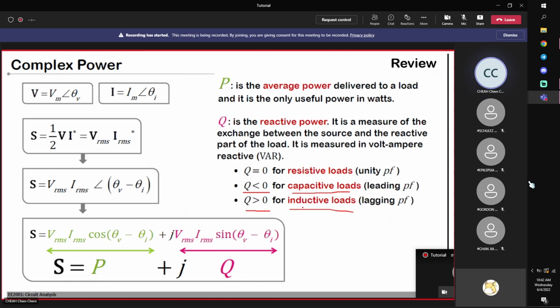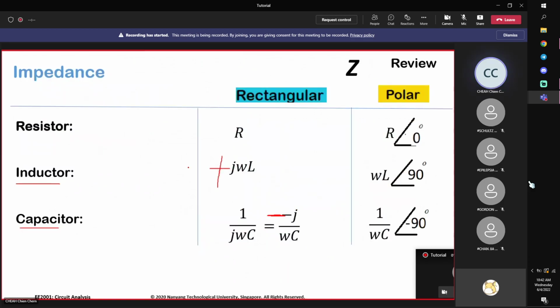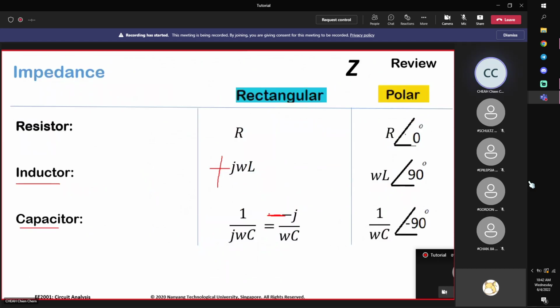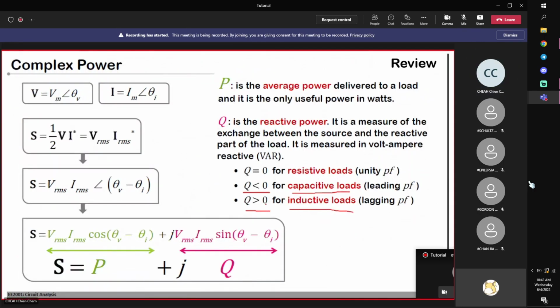You must remember this part. How do I remember it? I just look at inductor positive, capacitor negative. So the same thing: for a capacitive load, negative reactive power. For inductive loads, I'll have positive reactive power.